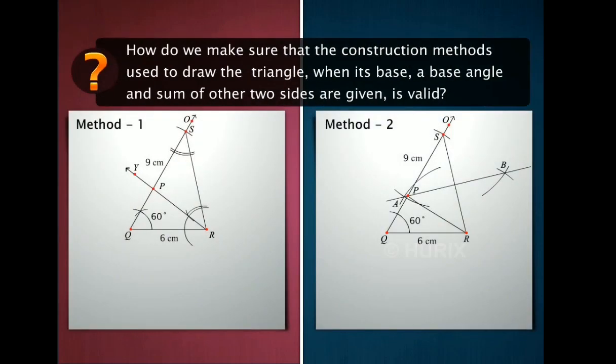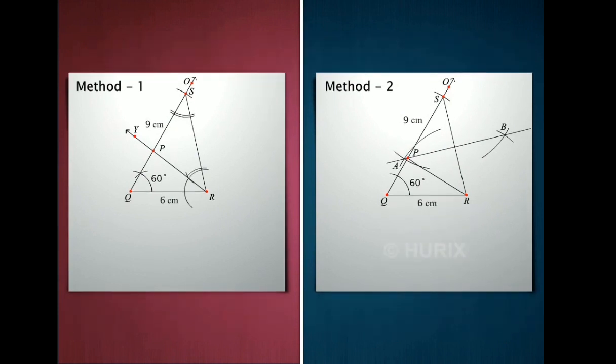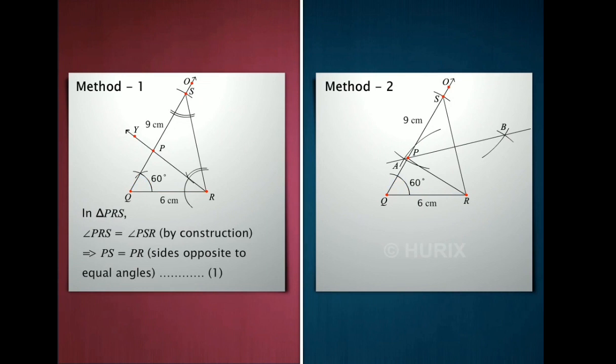How do we make sure that the construction methods used to draw the triangle when its base angle and some of its sides are given is valid? Observe that in both methods, base QR and an angle Q are constructed as given. Now, look at triangle PRS constructed using method 1. The triangle has angle PRS equal to angle PSR by construction. Therefore, line segments PS and PR are equal because sides opposite to equal angles are equal. Hence, triangle PSR is an isosceles triangle.